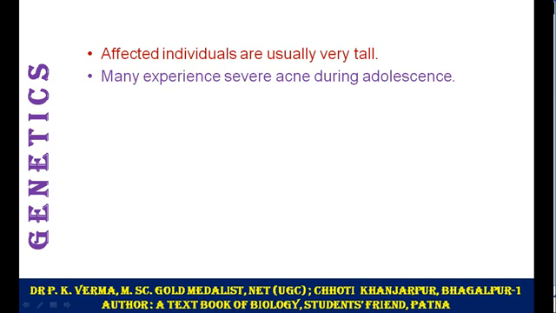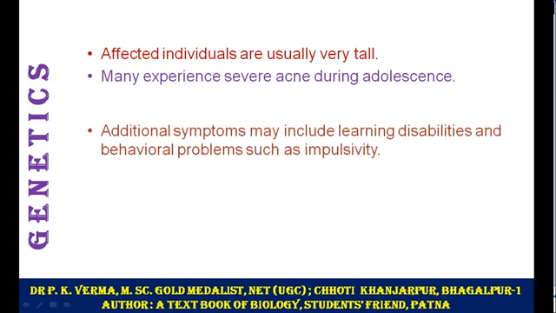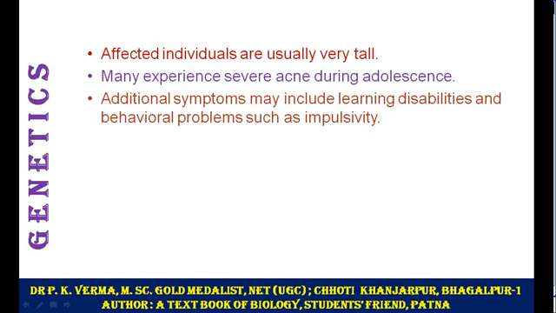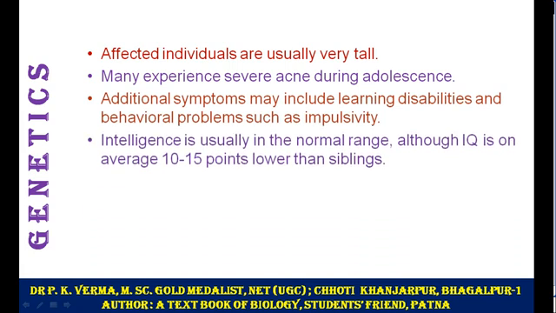Many experience severe acne during adolescence. Additional symptoms may include learning disabilities. It is important, these are slow learners, and have behavioral problems such as impulsivity, that is they are aggressive. Intelligence is usually in the normal range, although IQ is on average 10 to 15% lower than siblings.